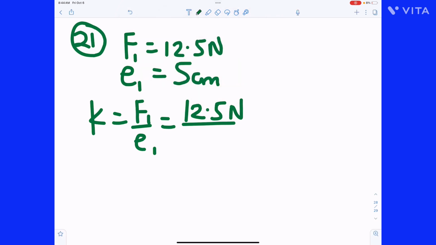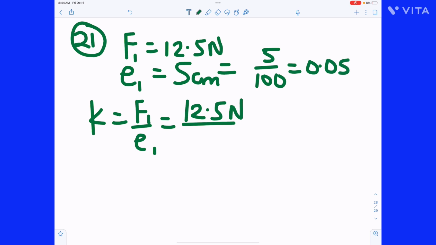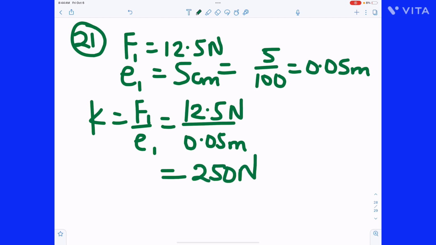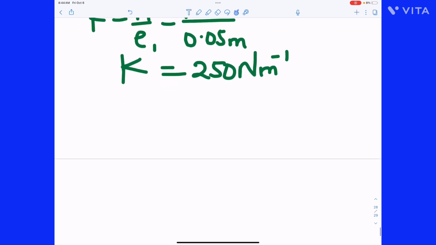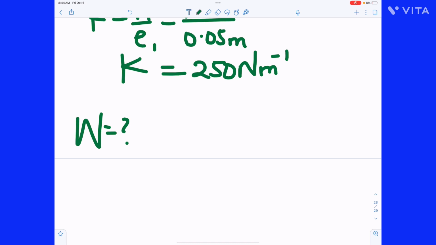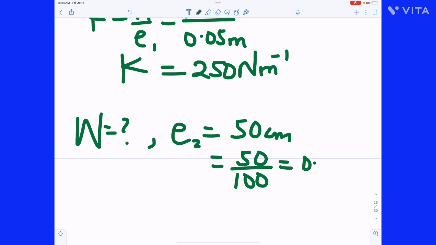So here, what does that give you? 5 over 100 is 0.05 meters that I can put here. 12.5 over 0.05. What does that give you? 12.5 divided by 0.05 is 250 newtons per meter. So my force constant is 250 newtons per meter. Let's go ahead. The question now says, what work is done when the rubber is extended by 50 centimeters? 50 centimeters is 50 over 100, which is 0.5 meters.